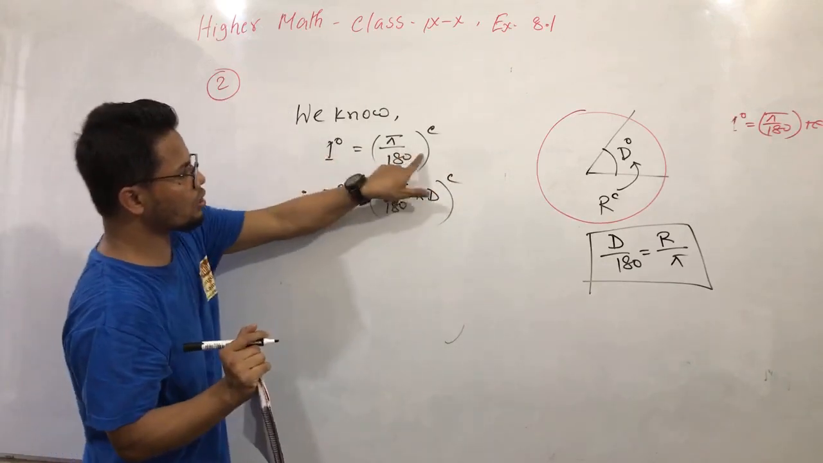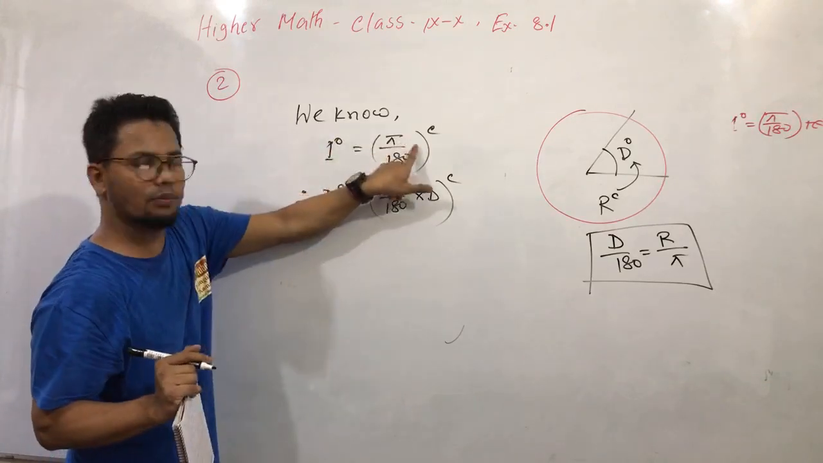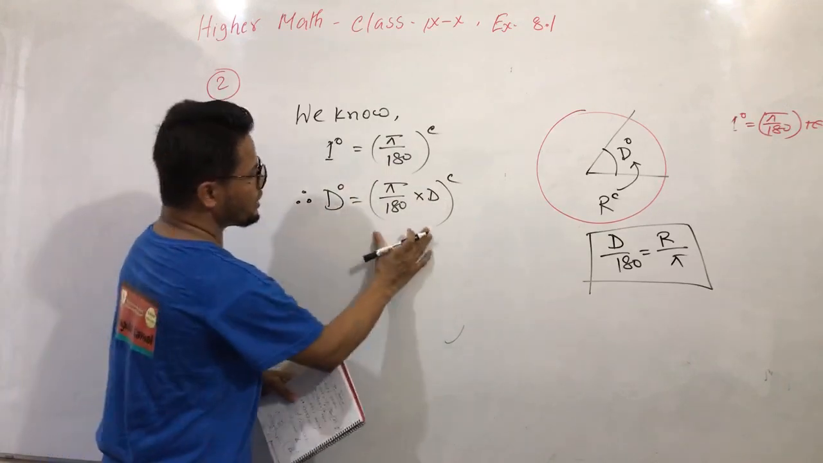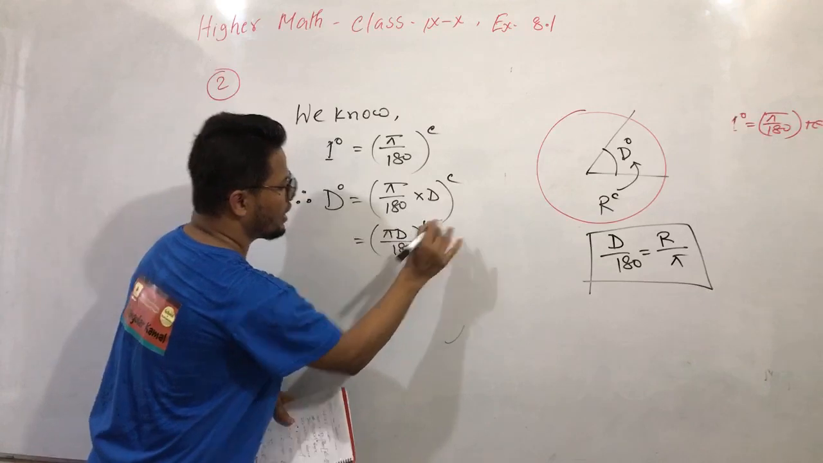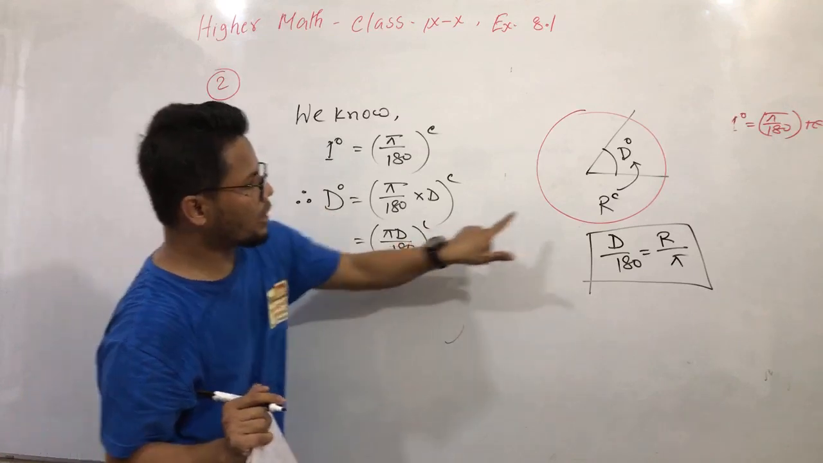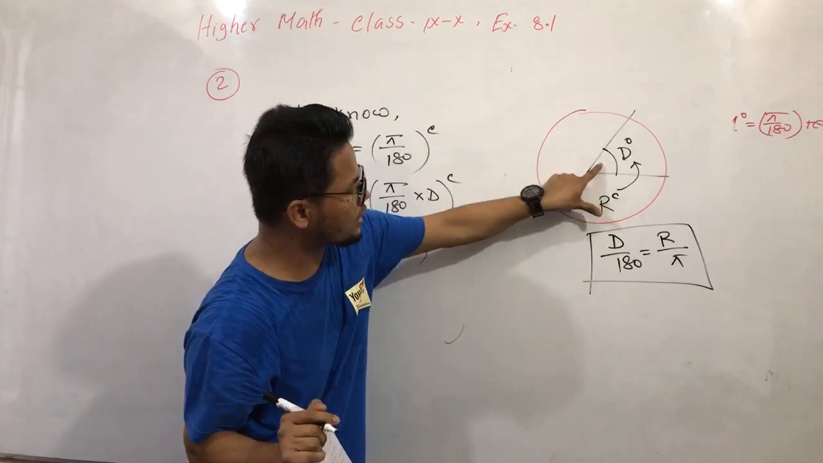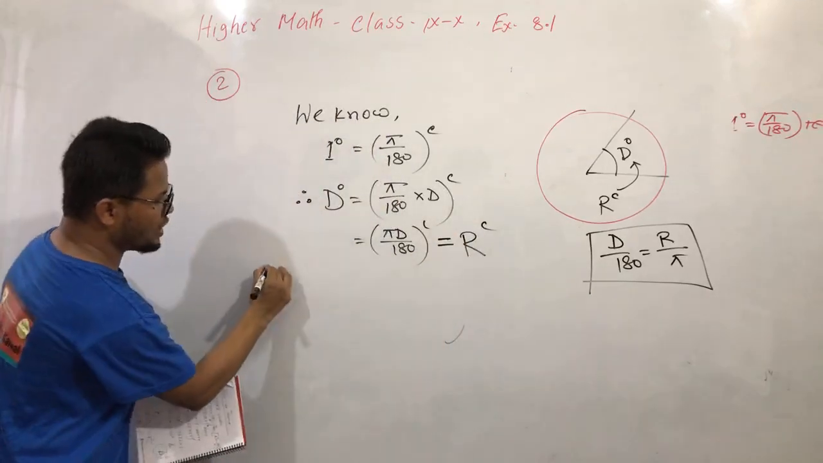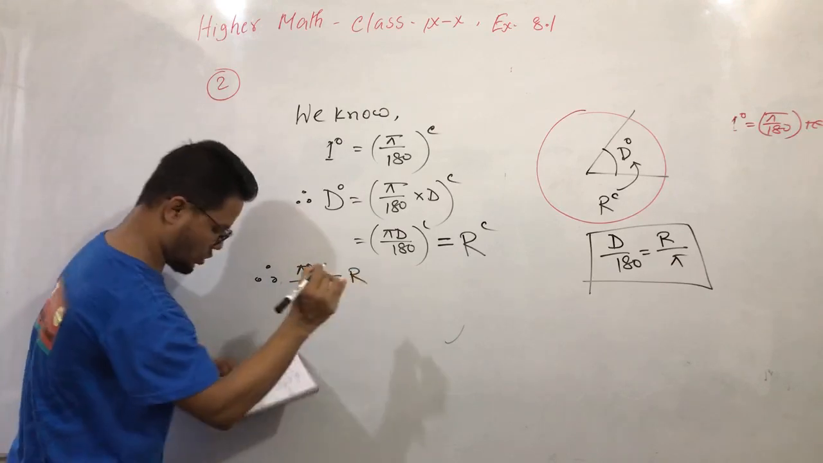1 degree equals that, so 5 degree will be the multiple of 5 times, 10 degree will be the multiple of 10 times, 100 degree will be the multiple of 100 times. So d degree will be the multiple of d times. So the final result is pi d divided by 180 c, which is the degree converted into radian, and the radian is r to the power c. The d degree converted as radian, and the angle is also already given in radian r^c. So finally you can write here pi d divided by 180 equals r to the power c.